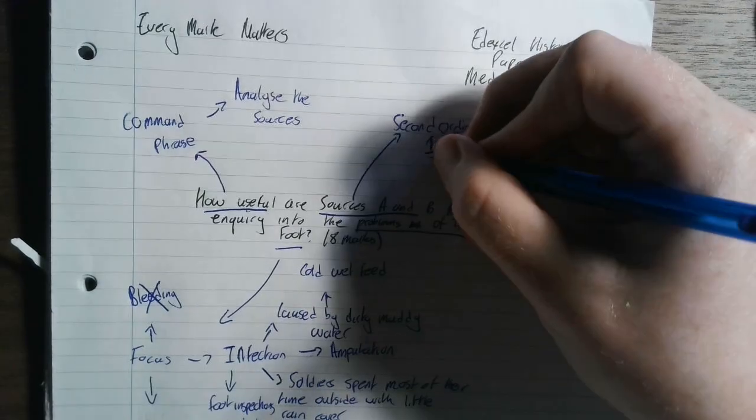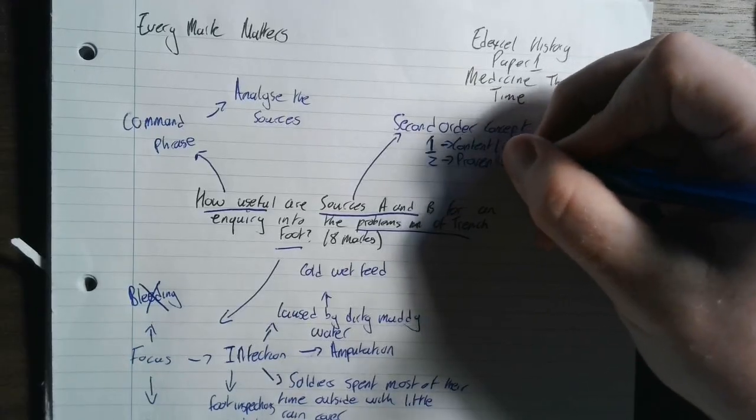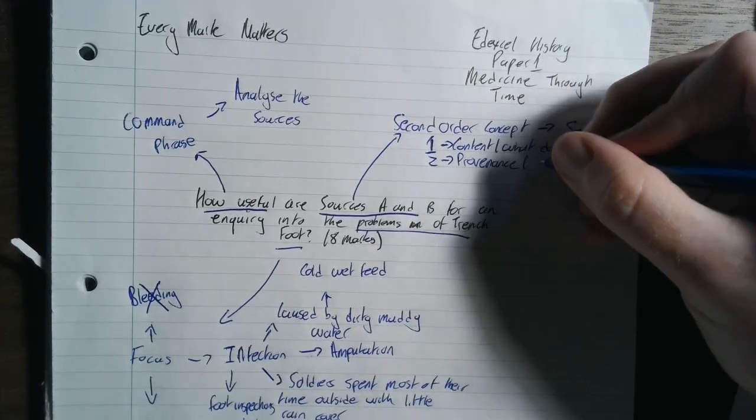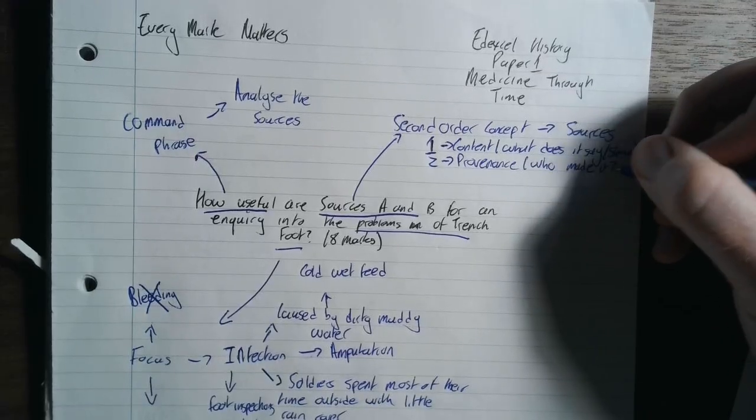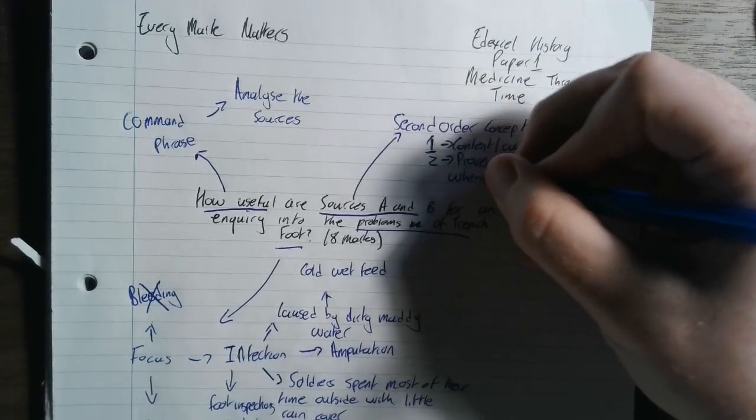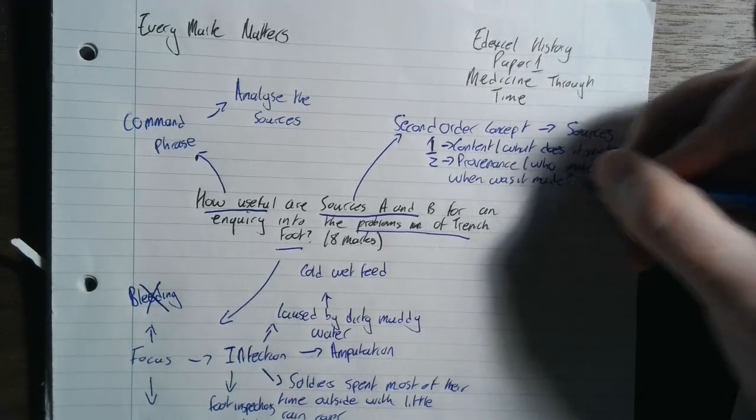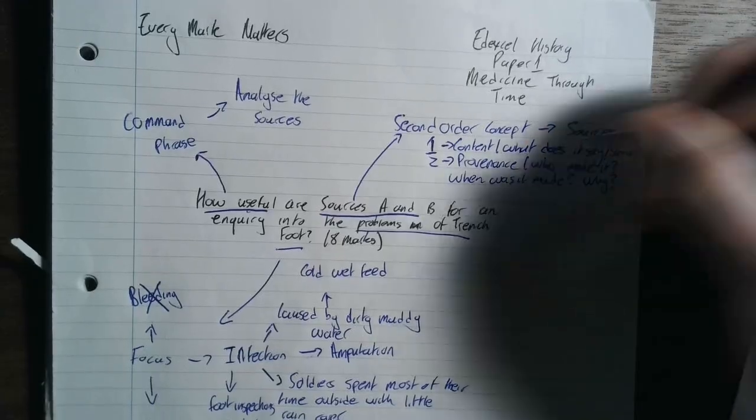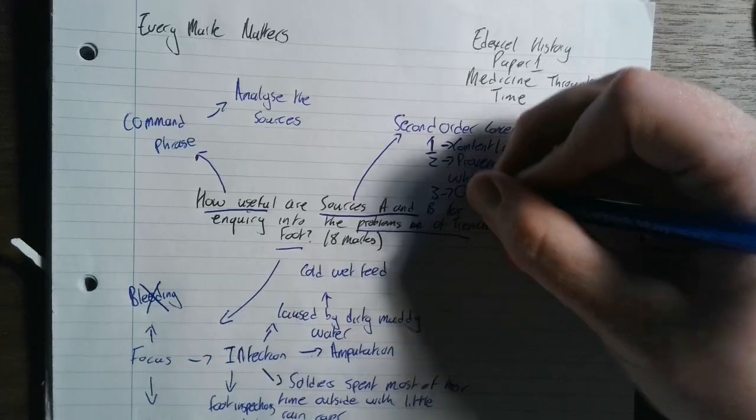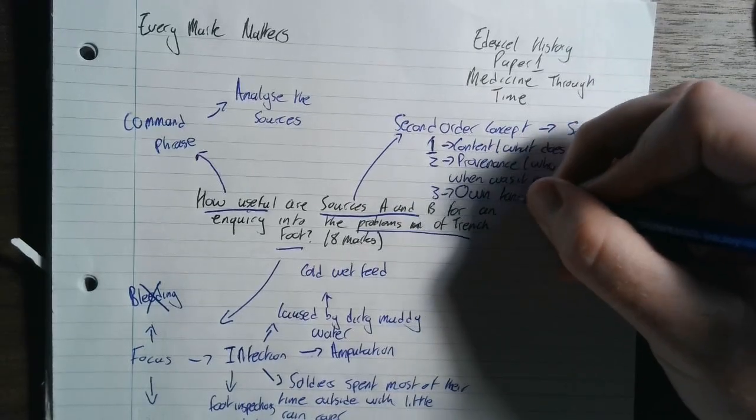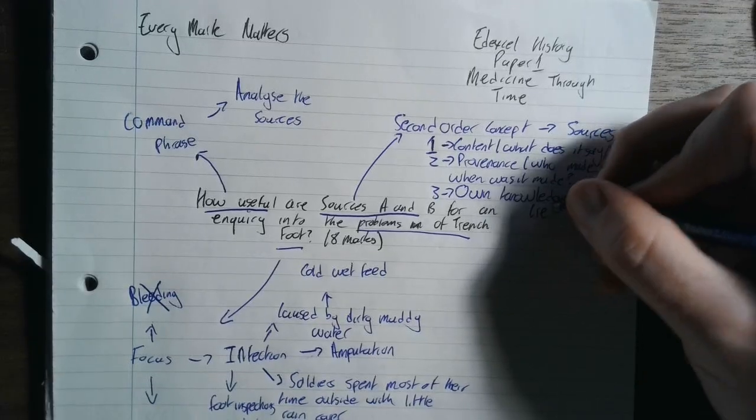The second area of knowledge is provenance. That is who made it, when was it made, and why was it made. And then finally, the third area of knowledge is your actual own knowledge. So what facts do you have that are relevant to the source? So it's just relevant knowledge.